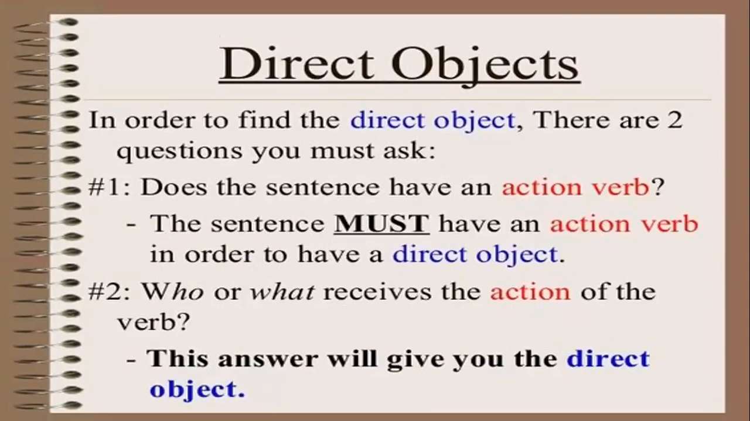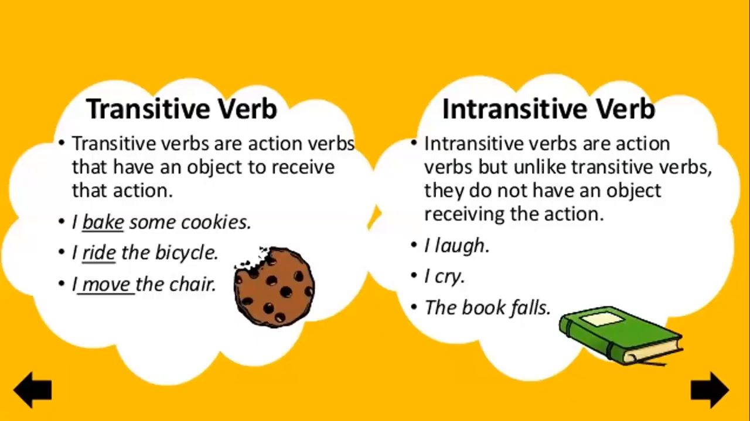Okay, now when we talk about direct objects, to find out the direct object, we must first ask, does the sentence have an action verb? The sentence must have an action verb in order to have a direct object. The next question we ask is, who or what receives the action of that verb? And this answer gives us the direct object. So students, to find out the direct object, we ask the question what or who, and to find out the indirect object, we ask the question to, for, or from whom.